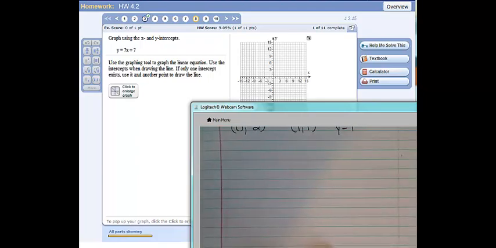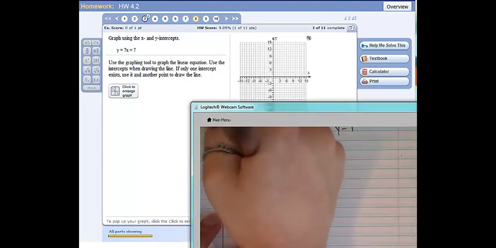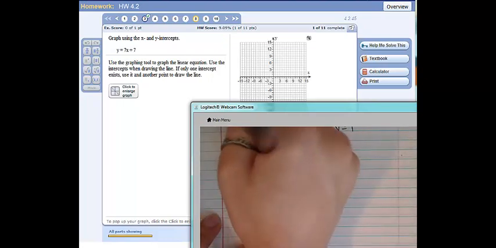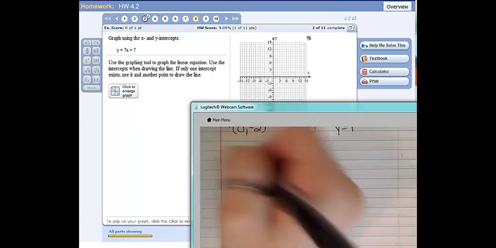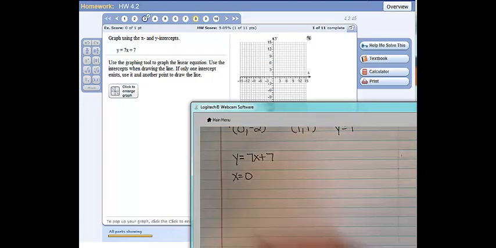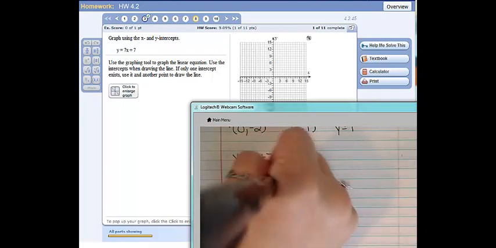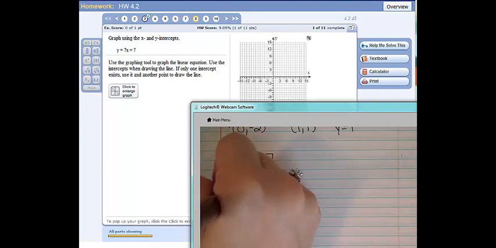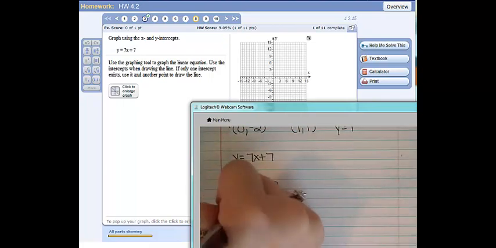Okay, so our equation is y equals 7x plus 7. So to find the y-intercept, I have to let my x equal 0. So that would be y equals 7 times 0 plus 7. So y equals 7. So my point would then be 0, 7.